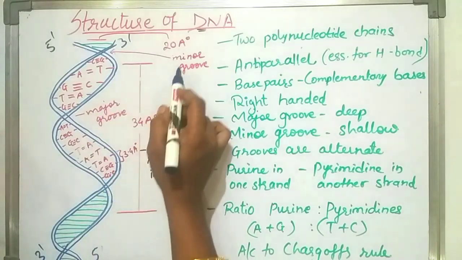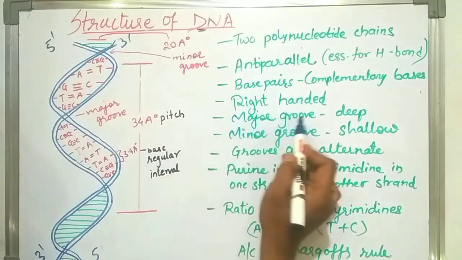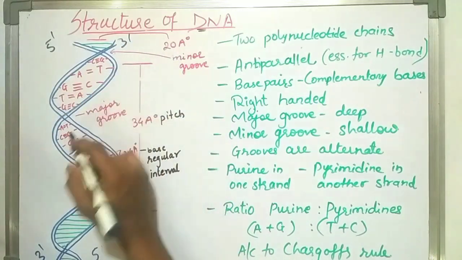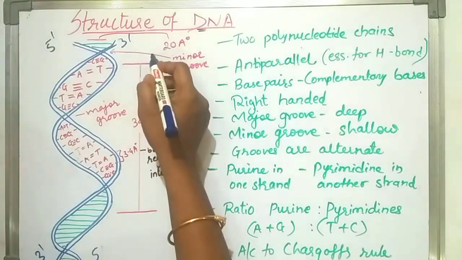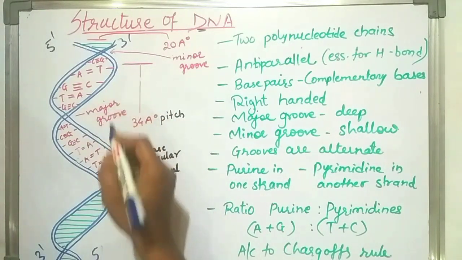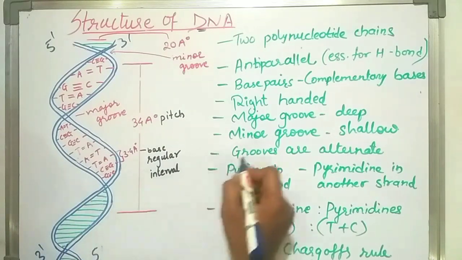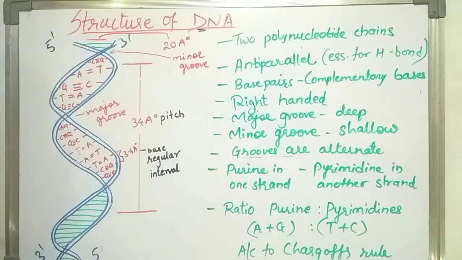Here two grooves are there, the minor groove and the major groove. The major groove is deep and the minor groove is shallow. These grooves alternate. If the minor groove is there, then the next one is major. Again a minor groove will be there, again a major groove. So these grooves are alternate.